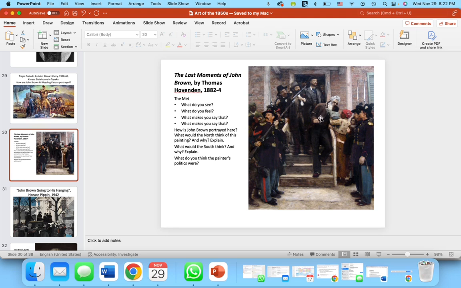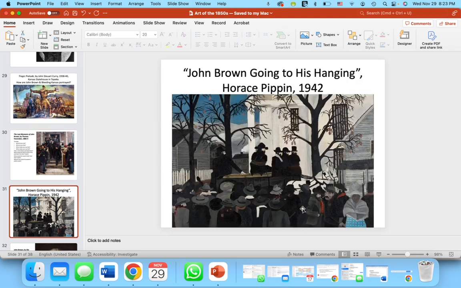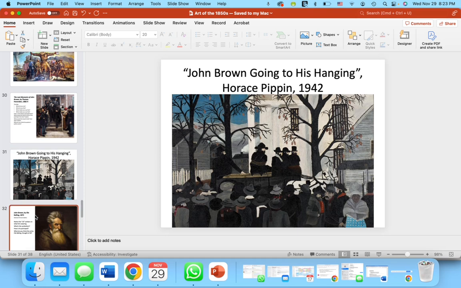And here John Brown is coming out of the courthouse, and he's been convicted. He's found guilty. You're not allowed to attack a federal property, and he's going to be hanged. And here he kisses this little cute African-American kid because he was a friend of the African Americans. Here's John Brown going to his hanging. This is a much later painting, 1942, by Horace Pippin, who's an African-American painter. And you see the dominant color scheme he chose was black and white for obvious reasons. And here's John Brown tied up going to his hanging.